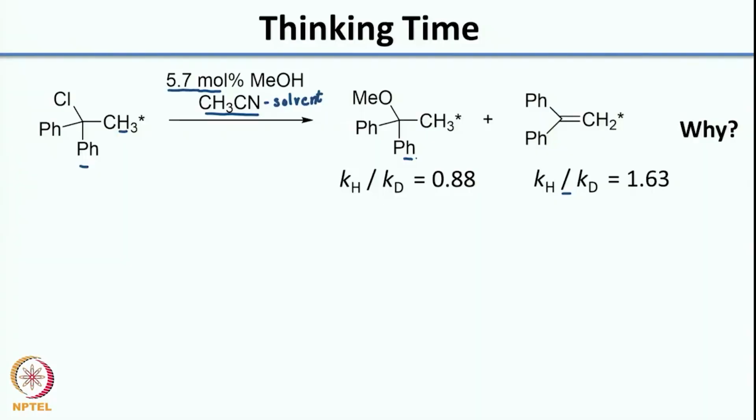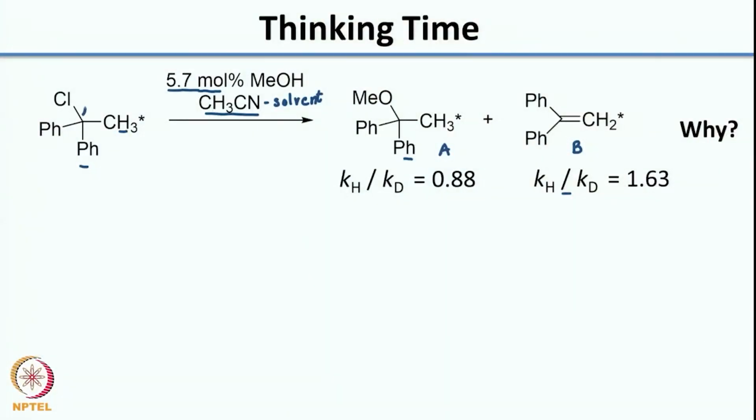So, I will repeat the question. I want you to write the mechanism for formation of each of these products. Let us call this product A and let us call this product B, and then based on your mechanism you should be able to justify why you see an inverse kinetic isotope effect in one case and a normal kinetic isotope effect in the other. So, go ahead, press the pause button on your video and work out this problem.